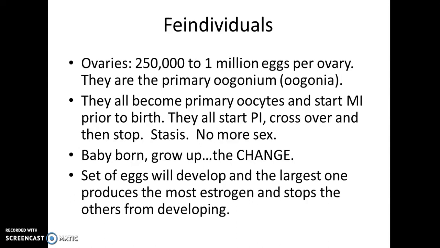Now, when you start meiosis 1, it is called a primary oocyte. Okay, so now you have 500,000 primary oocytes stuck right after crossing over, and then you're born, and you grow up, and then you have the change.